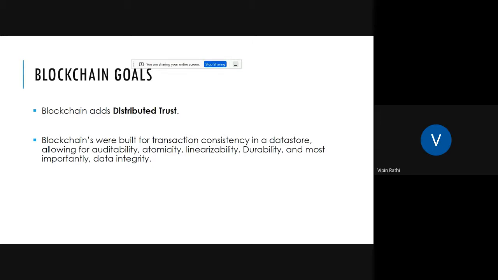All terms, atomicity we see in the databases, durability, yes, data should be durable, data integrity should be there, there's no mismatch. Linearizability is when the majority of nodes return the same value. That's what we do in the blockchain parts. So now we understand these blockchain issues, right?